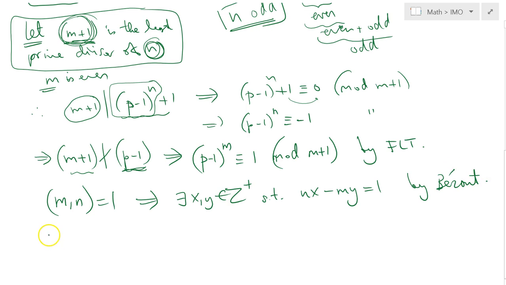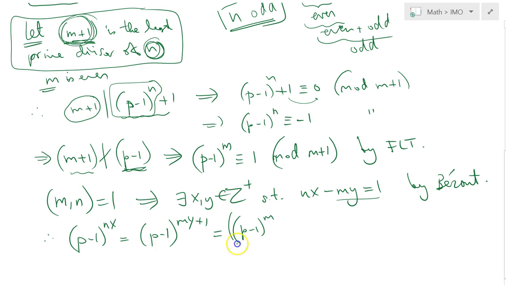And therefore we can easily write the following. p minus 1 raised to the nth power is simply equal to p minus 1 raised to the power my plus 1. But then I can play things around. So p minus 1 raised to the mth, raised to the yth power, times p minus 1 raised to the first power.